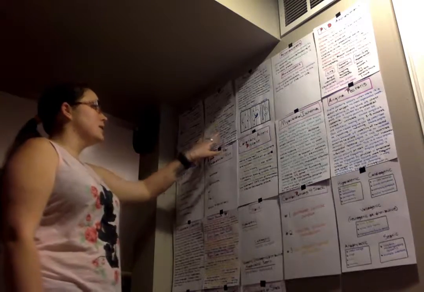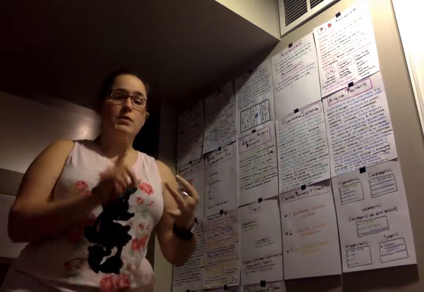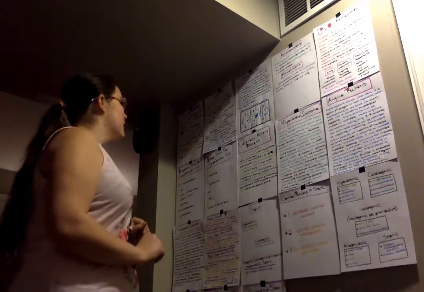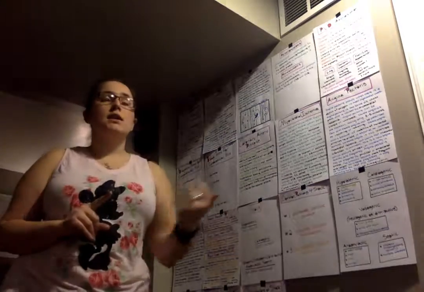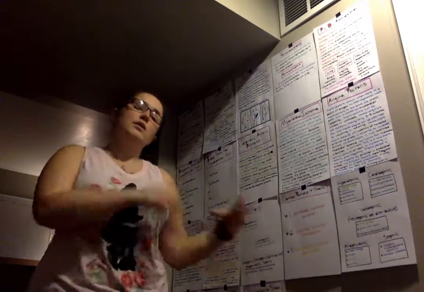Secondary hypertension. This is going to result from either renal disease or pheochromocytoma. Again, go look that one up because I have no idea what it is. And for secondary hypertension, keep in mind that the underlying problem needs to be treated in order to treat the hypertension.